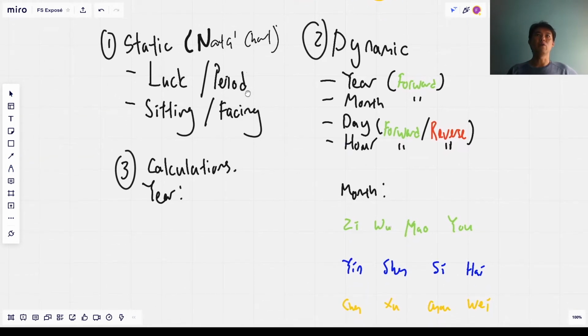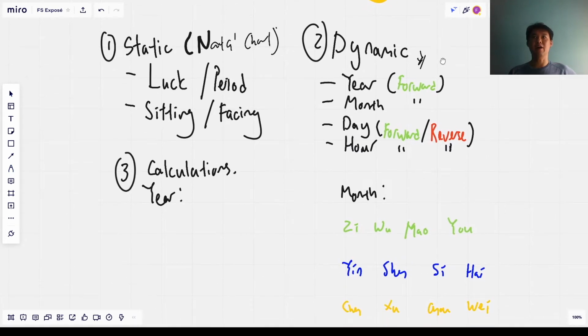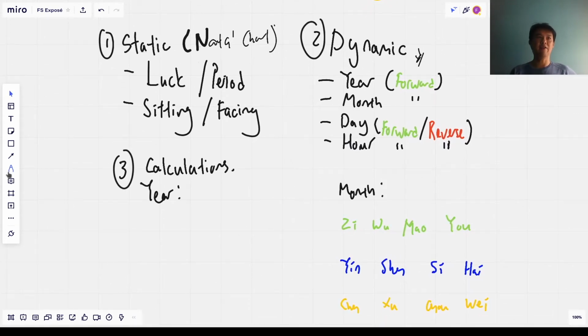Because we use the luck, the period, and also the sitting and facing to plot our natal chart, and by itself it is neutral. It doesn't have any effect whatsoever. It is when the dynamic part of things comes into play that the events or the auspicious things start to manifest themselves. And when it comes to the dynamic part, we have the annual purple white stars.